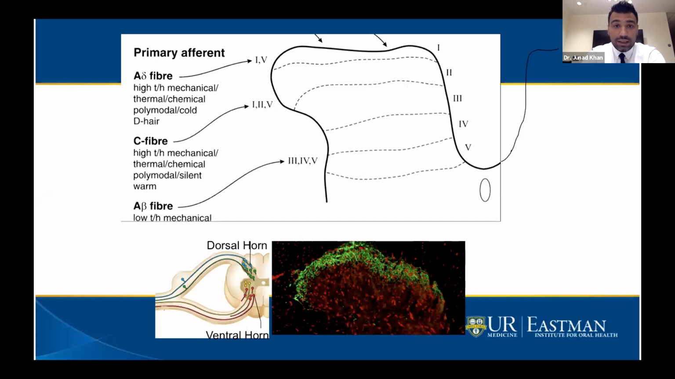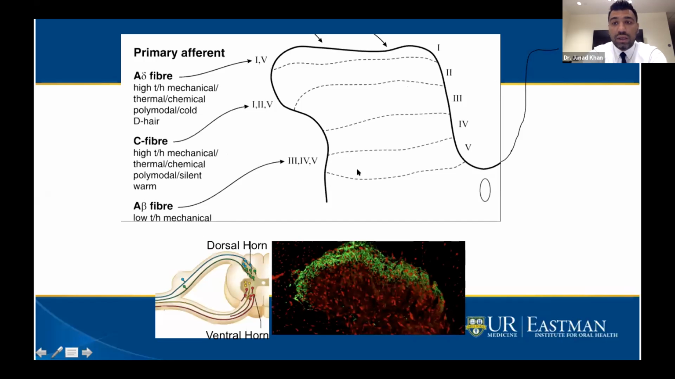The reason why it's important to understand this is because if we look over here, A beta fibers, C fibers, and A delta fibers end up in the spinal cord at different levels. Now, these areas where they end up are known as laminas. So you can see A delta fibers end up in lamina 1 and lamina 5, whereas C fibers end up in lamina 1, 2, and 5.